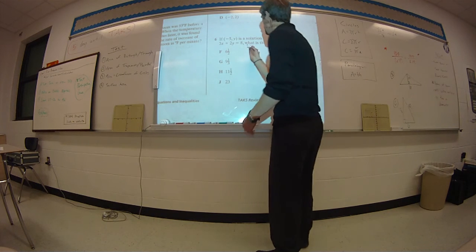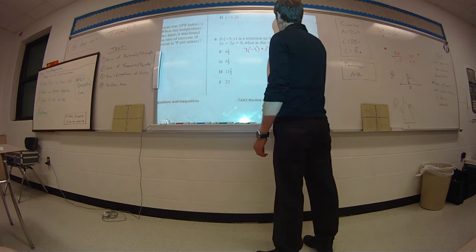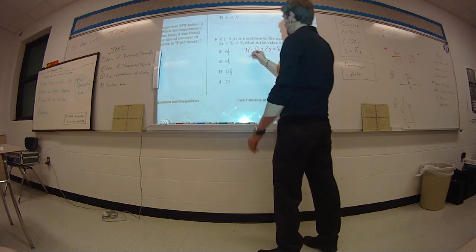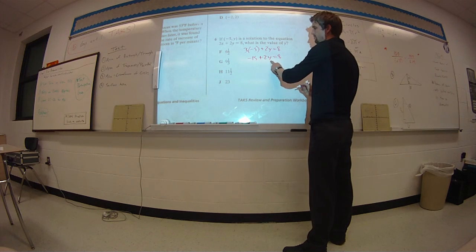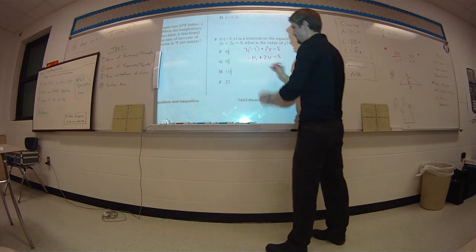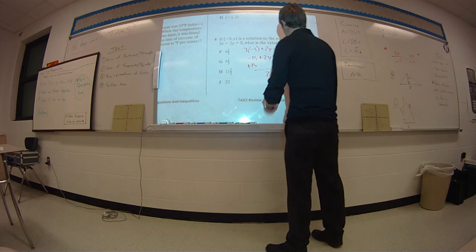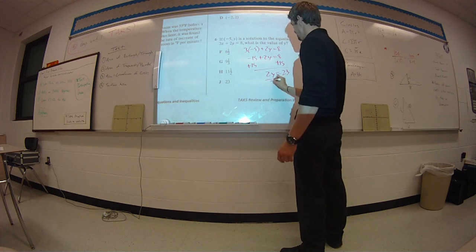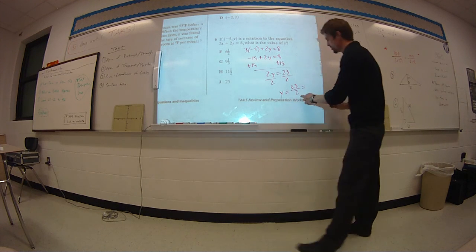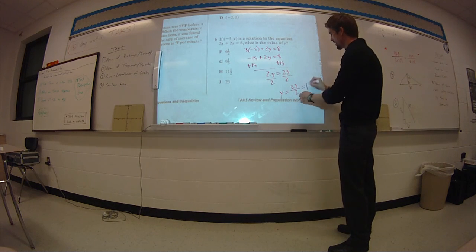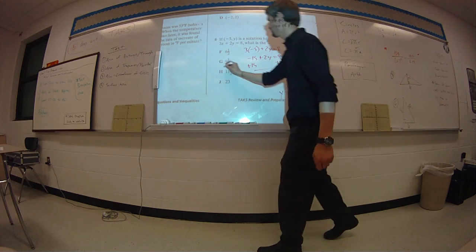So let me just plug in. 3, this is our x, remember, times negative 5 plus 2y equals 8. Now we're going to solve for y. Negative 15 plus 2y equals 8. We need to get y alone. How do we do it? We add 15. So 2y equals 23. Now we need to divide by 2. So y equals 23 over 2, which is 11 and a half.